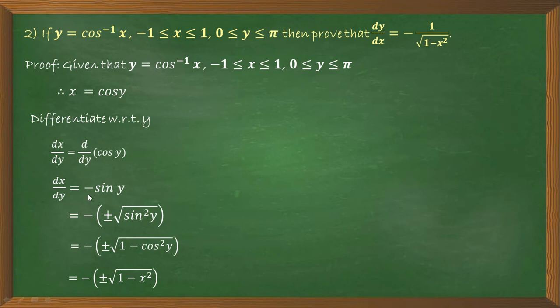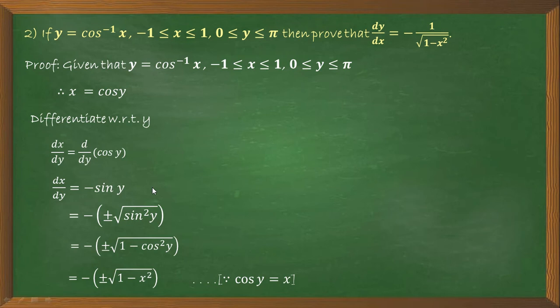Now this minus sign remains as it is, and in bracket it becomes plus or minus of this, and we have to decide whether it is plus or minus depending on the condition on y. That means we have to think about sin y. Keep the minus sign as it is, just think about sin y. So what about sin y?